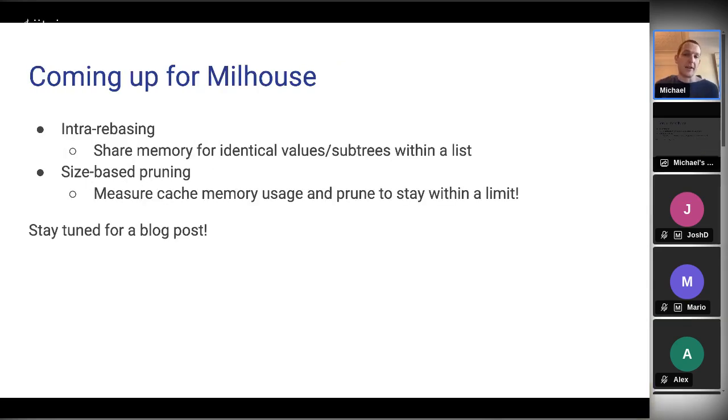Inspired by the Holesky non-finality incident, we have a few improvements coming up, and I'm working on a blog post to cover these. They're not actually ready yet, but hopefully soon the changes and the blog post will be ready.